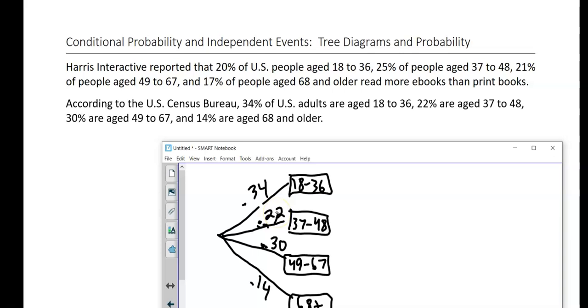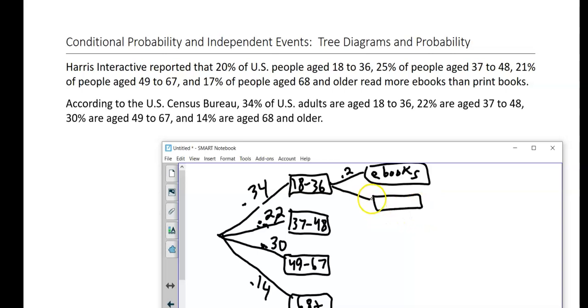That makes sense. The first one I was like, something's wrong, right? Sometimes you kind of catch your errors, I made an error in the first part. So it's not always obvious what the first branch is. You have to kind of experiment and make sure you understand the problem before you get that first branch wrong, and then you'd have to start over. Now the second part that comes out of this is the percent that read more ebooks than print books. So I'm going to call this one ebooks. So what percentage of folks do more ebooks? And that first one, it is 20%.